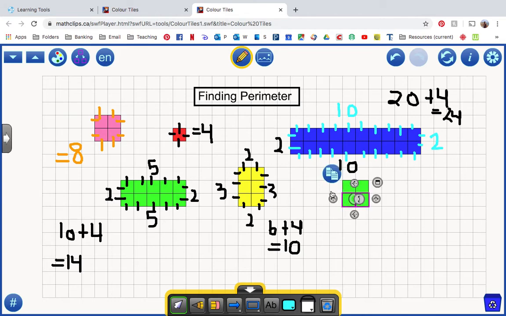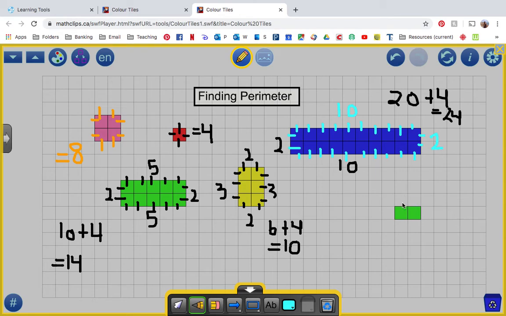Okay, I'm going to move this shape here down. And we're going to do the same thing for the shape. So we know we have 1, 2, and 1. And we know this has to be 2 as well because it is parallel and across. And we know this has to be 1 because it is parallel and across. So 2 plus 2 is 4. 1 plus 1 is 2. Therefore, the perimeter is 6.